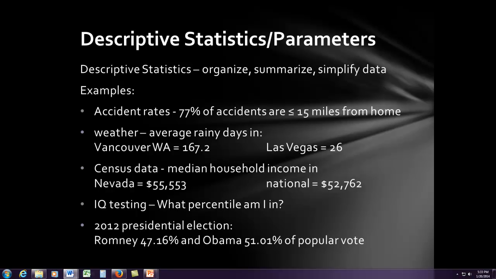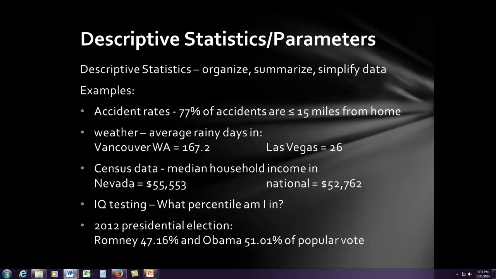So here are some examples. Accident rates. There was actually a study with 11,000 Progressive insurance carriers that showed that 77% of accidents were less than or equal to 15 miles from home. So that example, since it's just coming from 11,000 Progressive insurance carriers, that data came from a sample, so we would call that a descriptive statistic.